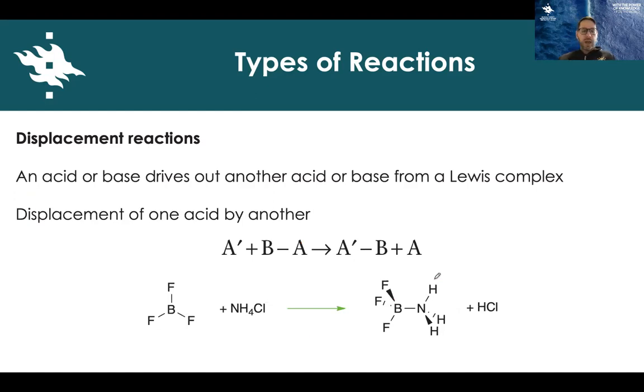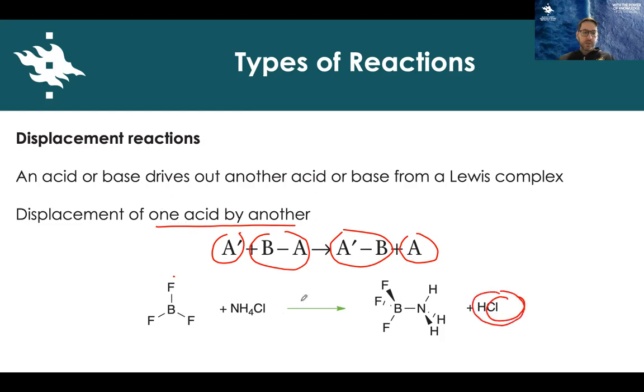And then this can also happen with the acid. So the displacement of one acid by another, in which we have the same thing happening. So we have here an acid-base adduct, and then we have a new acid that displaces the original acid present in the molecule. And here we have an example in which the boron trifluoride, acting as an acid, displaces a nitrogen atom here in this complex.